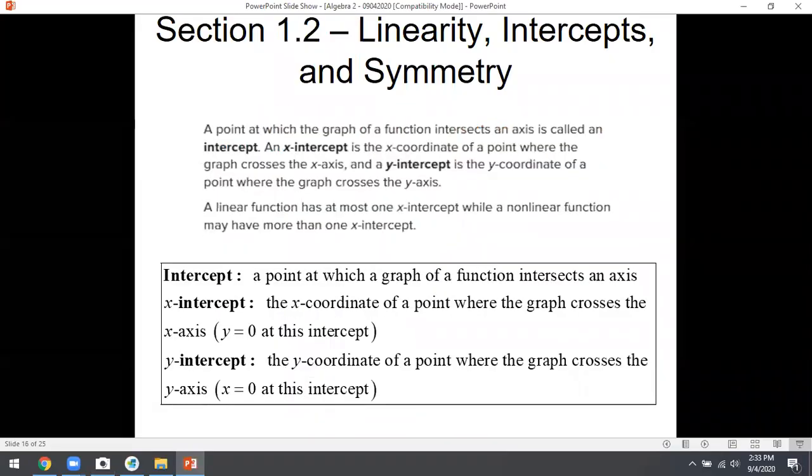All right, I've belabored that first topic enough. Here, let's talk about intercepts now. Intercepts. Topic 2 of 3 today. What is an intercept?